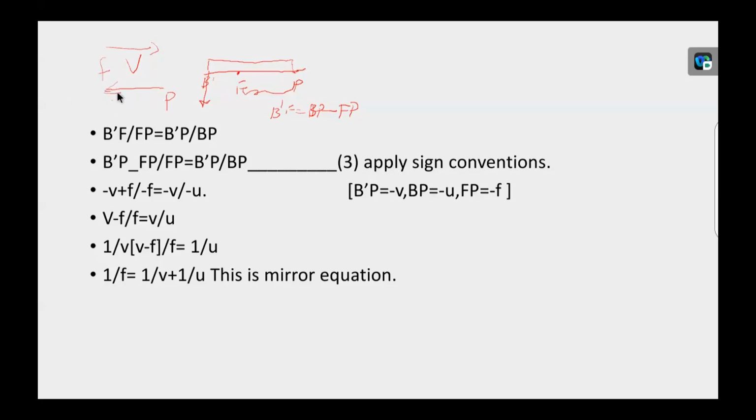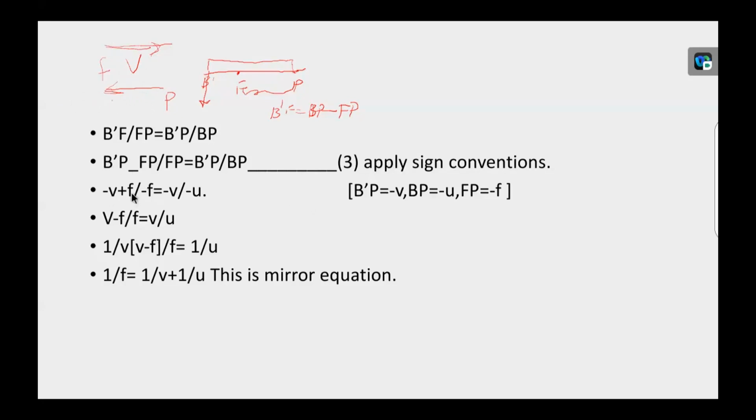That means we are going in opposite direction. This is the incident ray and this is the reflected ray. The reflected ray is opposite to incident ray. That's why we have taken negative signs for object distance, image distance and focal length. Object distance, image distance and focal length, negative sign we have used. That means instead of B dash P minus FP we have substituted minus V minus of minus F.